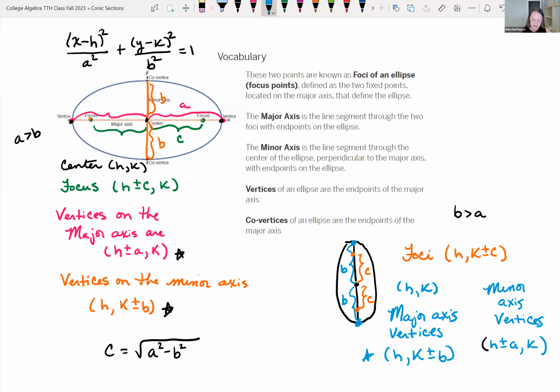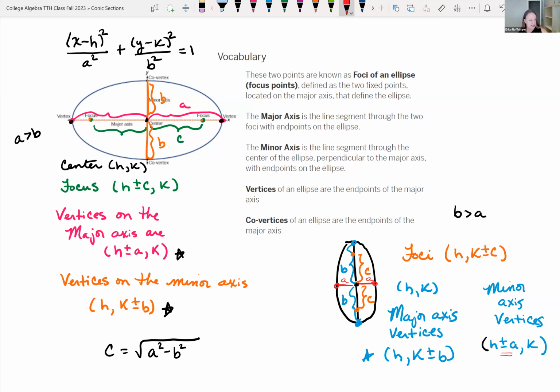The minor axis, we're going to go over a units to the left and to the right. That's affecting the x value of our center. So from our center h, k, you're going to add or subtract a, comma k, to get these two vertices along the minor axis.